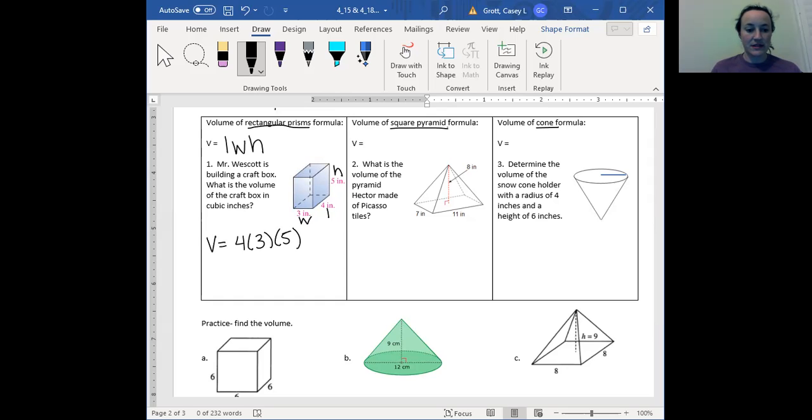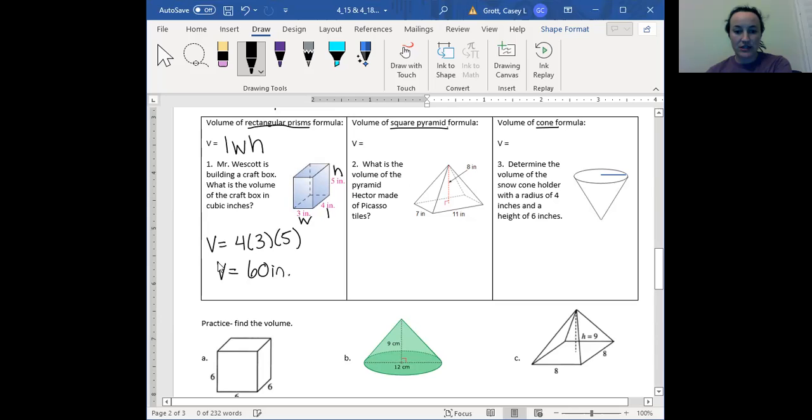We type this into Desmos. We've got 4 times 3 times 5 gives us 60. So my volume, Mr. Westcott's craft box, volume equals 60 inches cubed.